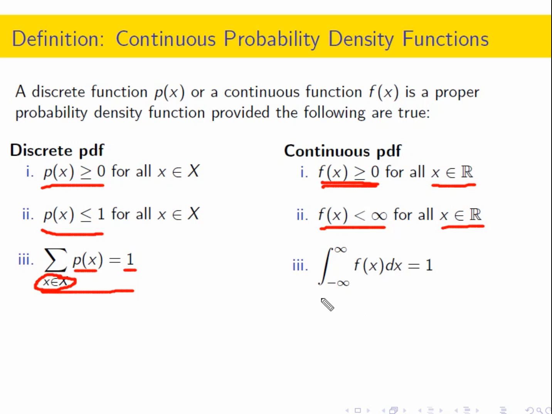And finally, we're going to require that the area under the curve equals 1. And if we have a function like this, a function f of x like this, then it can serve as a probability density function.